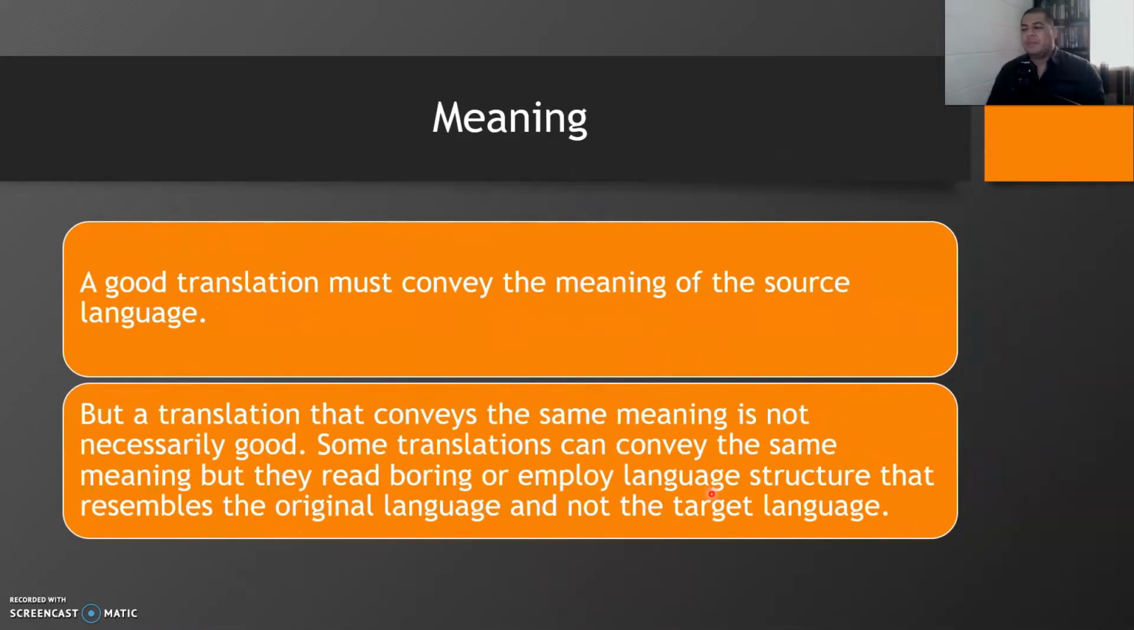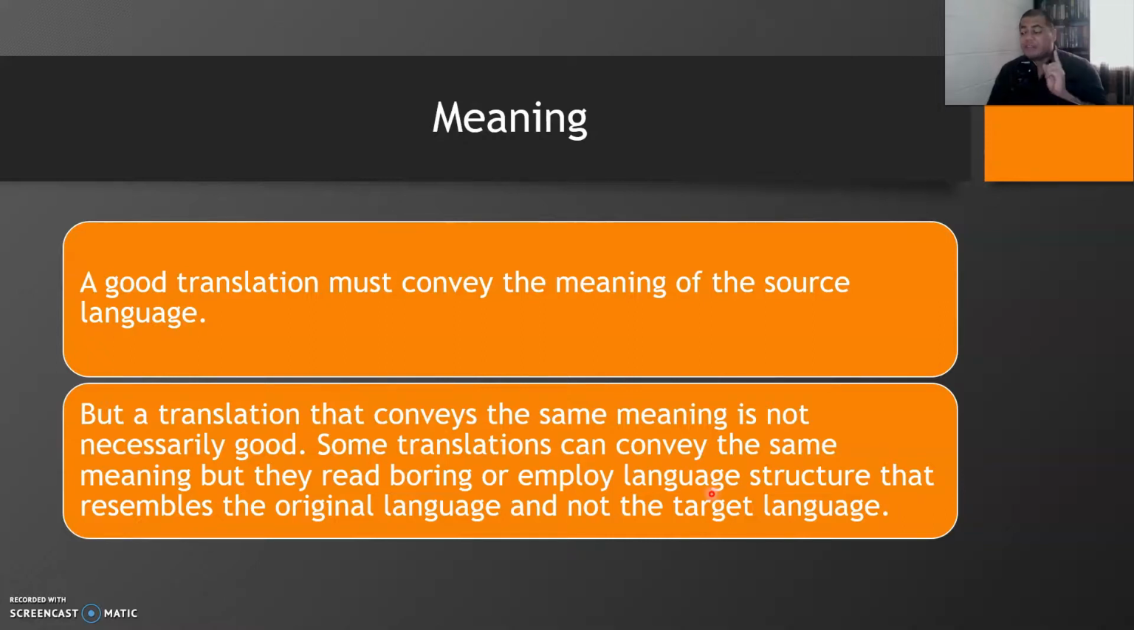Now let's talk about meaning. Yes, of course. A good translation must convey the meaning of the source language. There is no point in making a translation if the meaning that you are transmitting is not the same. You are slaying the translation if you do that.